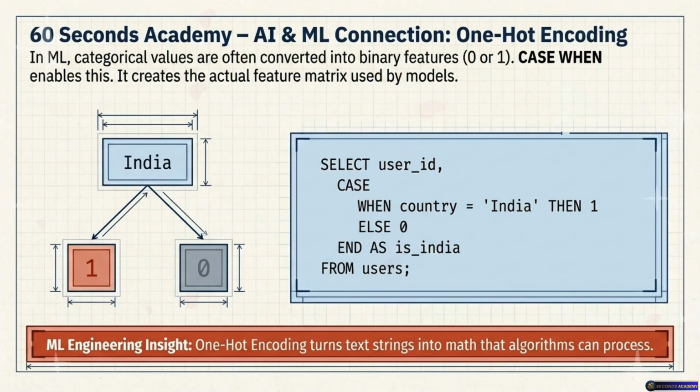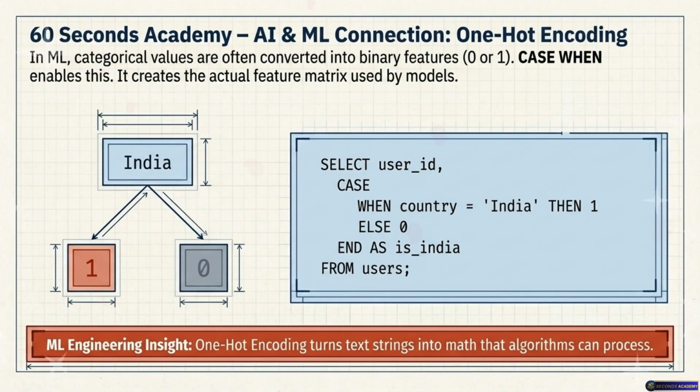This process creates the feature matrix. And CASE WHEN allows us to build those matrices seamlessly right inside our SQL database. So CASE WHEN is essentially a universal translator. It turns raw numbers into human categories and human categories back into binary numbers for the algorithm. It really is the workhorse.